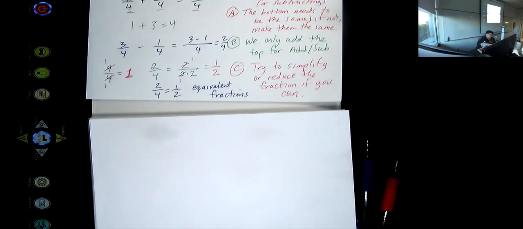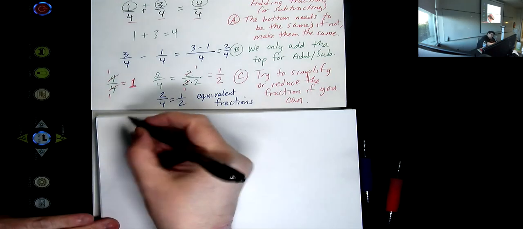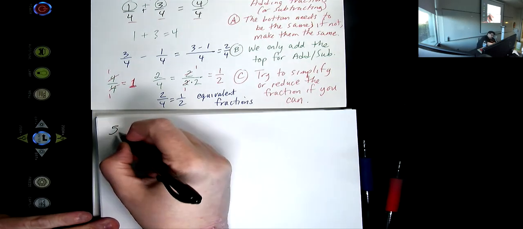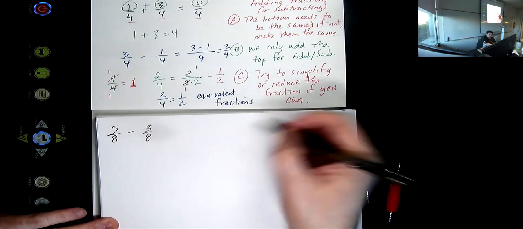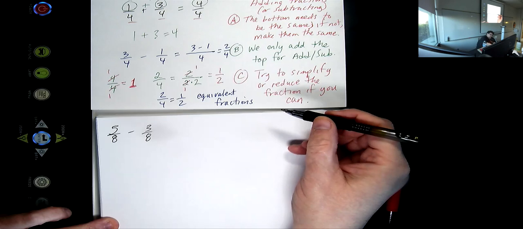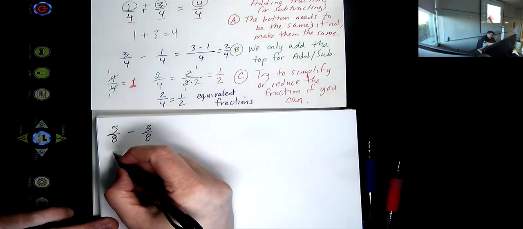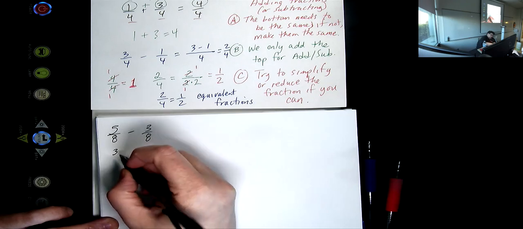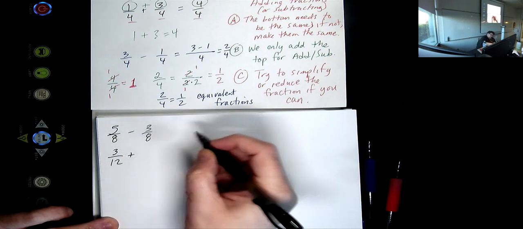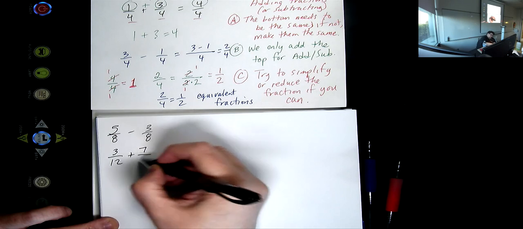So let me give you guys some examples, or maybe give you something to work on, try out. Let's do 5/8 minus 3/8. Let's have you do that. And then let's have you try 3/12 plus 7/12.